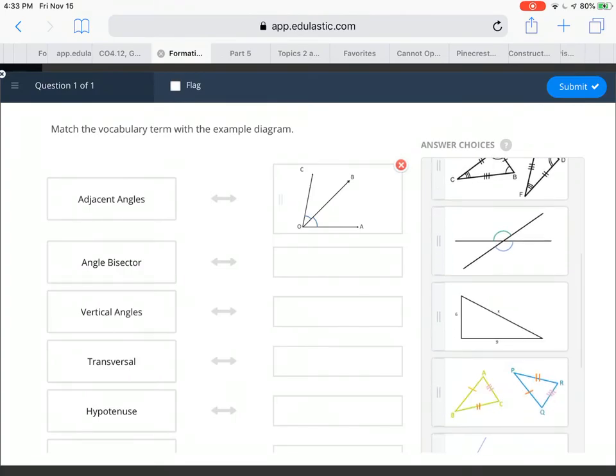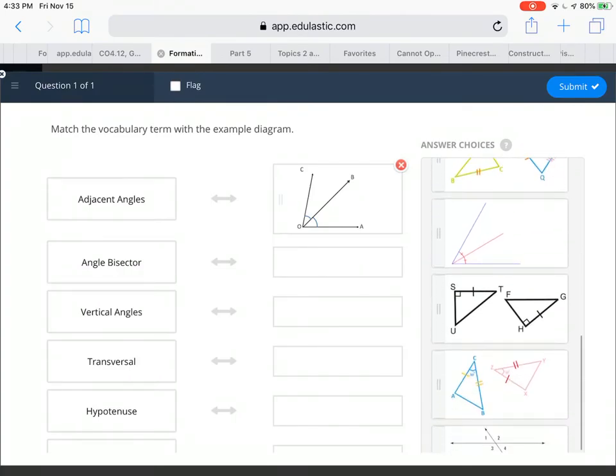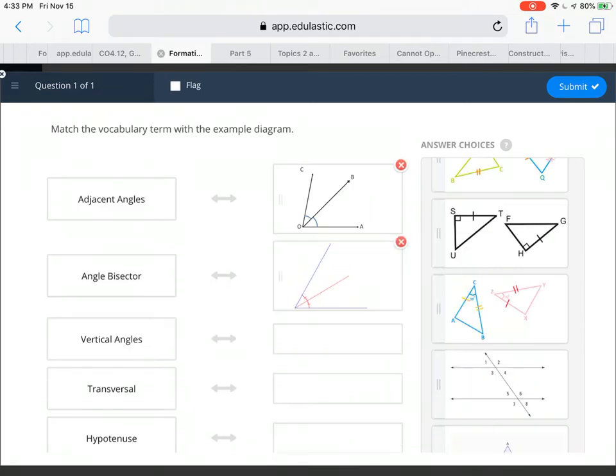So let's scroll down here looking for an angle bisector. Okay, so this image right here shows an angle in blue, like a large angle, and then it shows a red line that cuts right through the middle. That red line is the angle bisector of the blue angle. And it even shows those two little arcs saying that they're the same. So that's what angle bisectors do. They go right through the middle, creating two smaller half angles.